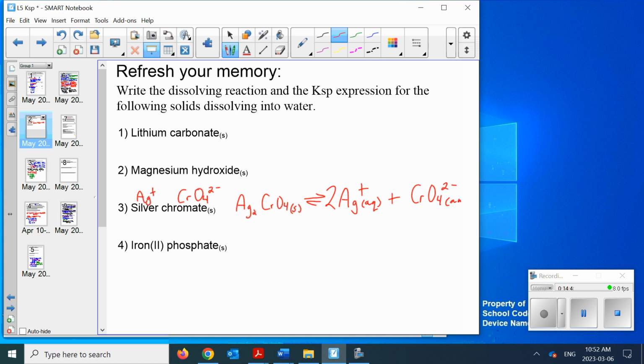You're going to do the same thing with number 4. Iron 2 phosphate. Figure out what the compound is. Figure out what the ions are. Then the compound separated. Then you can proceed as we did previously. Okay? We'll take these up at the start of the next class. Stop the video. You could do the other 2 if you want some extra practice.